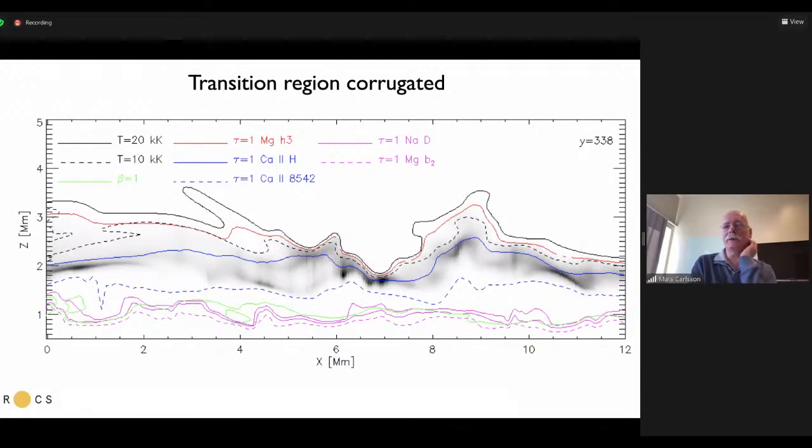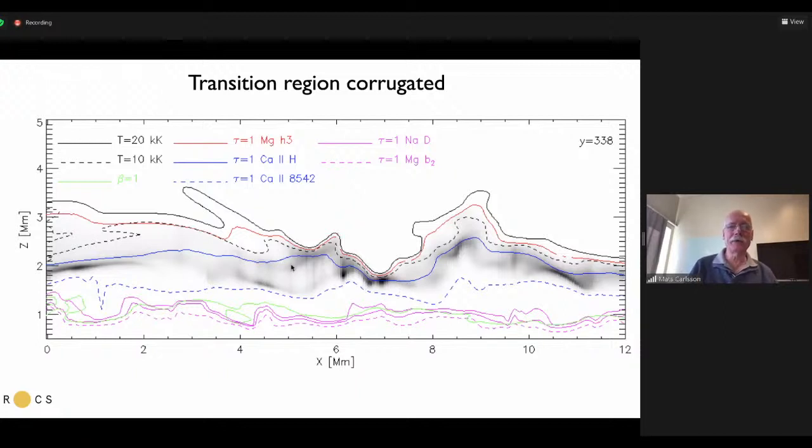If we now look at these diagnostics that were used for the VAL3C or that were indicated in the VAL3C, we can see that, for instance, here we have the calcium II H core that is formed here at this point in x. This is a cut through the simulation. This is at 2.5 megameters. Here it's at 1 and 1.7. So the height of formation varies a lot, depending on the density structure.